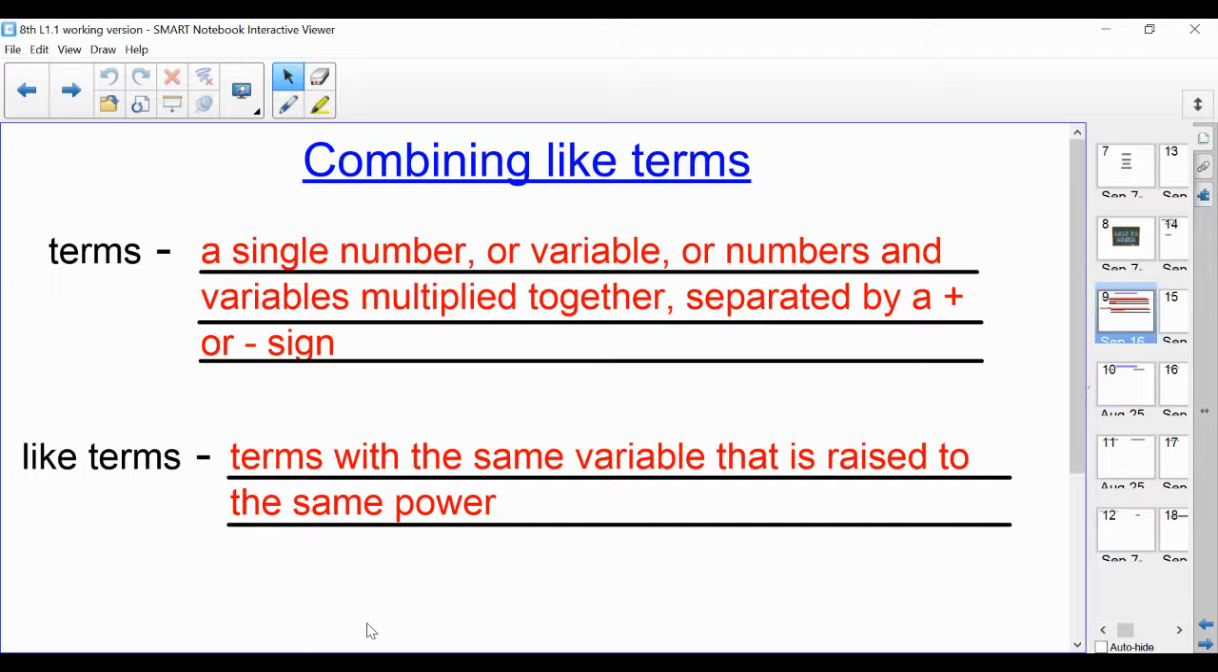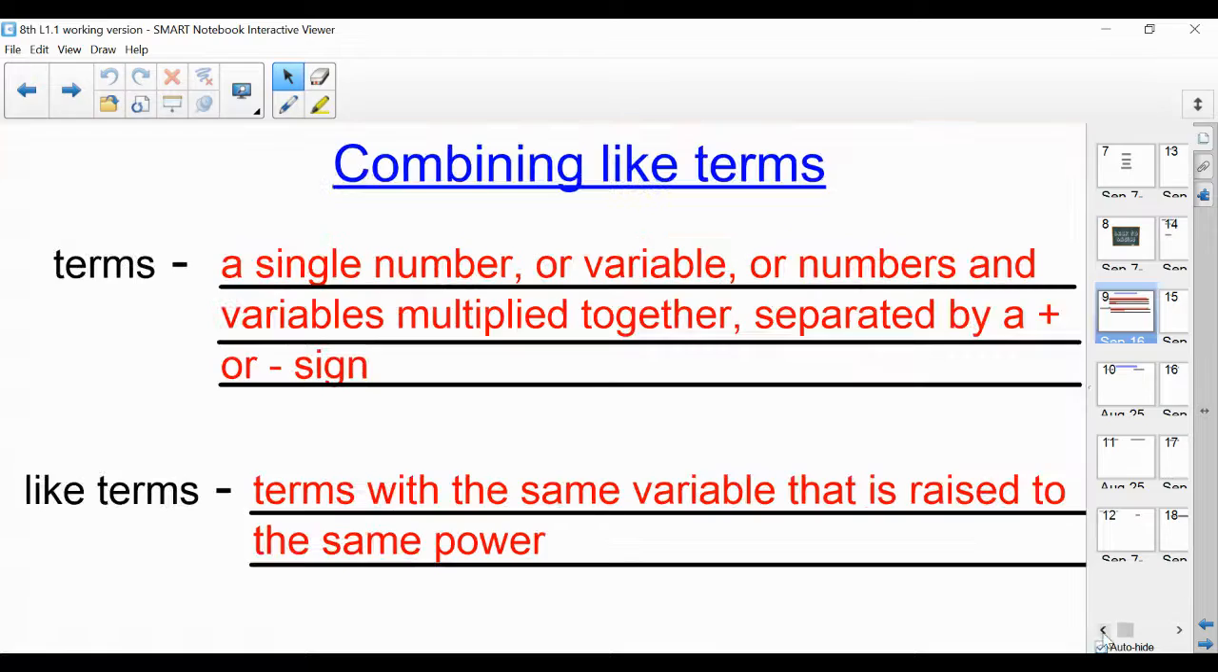Today we're going to move on to combining like terms. So again, this is something that you should have learned last year, but we're going to review it a little bit. If you remember, in algebra, terms are either a single number or a variable or numbers and variables multiplied together that are separated by a plus or a minus sign. And like terms are terms with the same variable that is raised to the same power.